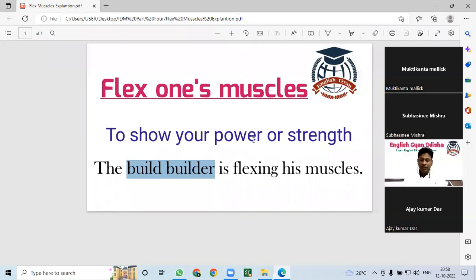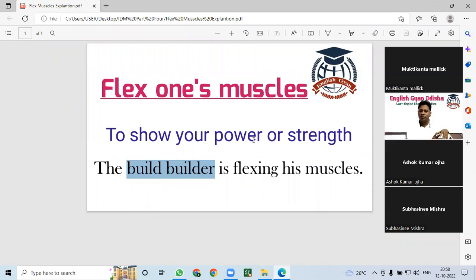In a political rally, whenever the rally happens, there may be 5 lakhs, 2 lakhs, 1 lakh, 50,000 or 20,000 people there. So you can say BJD, BJP or XYZ flexed their muscles today. That means they show their power or strength, the support. So you can also say they flex their muscles. Flex their muscle means show your power and strength. Or you can say this is called mind power I want to show. That bodybuilder is showing his strength.